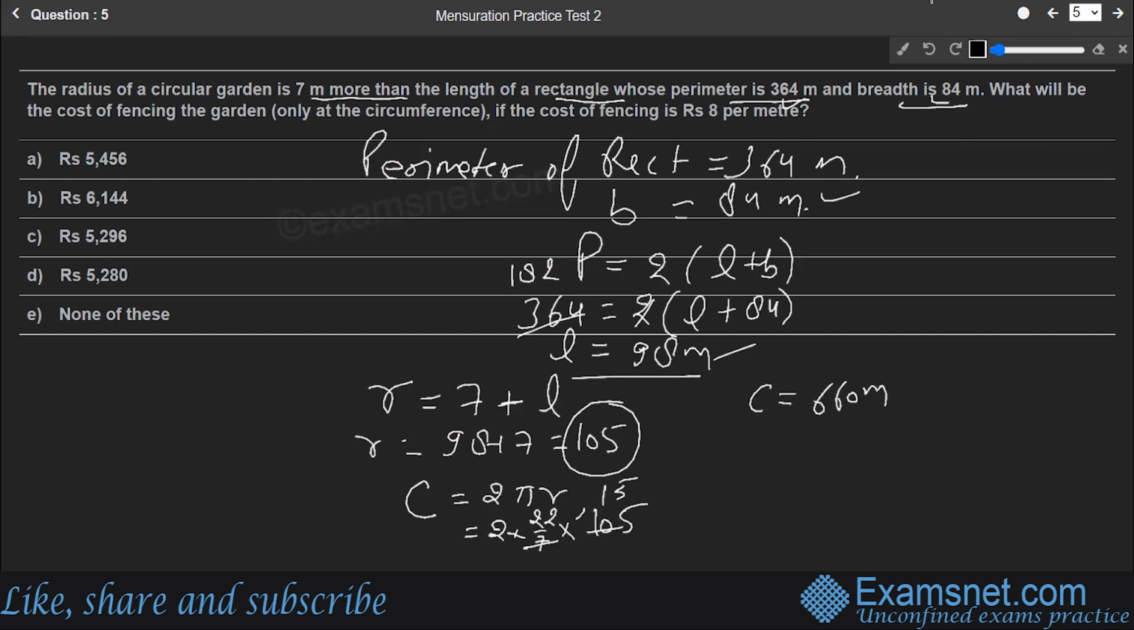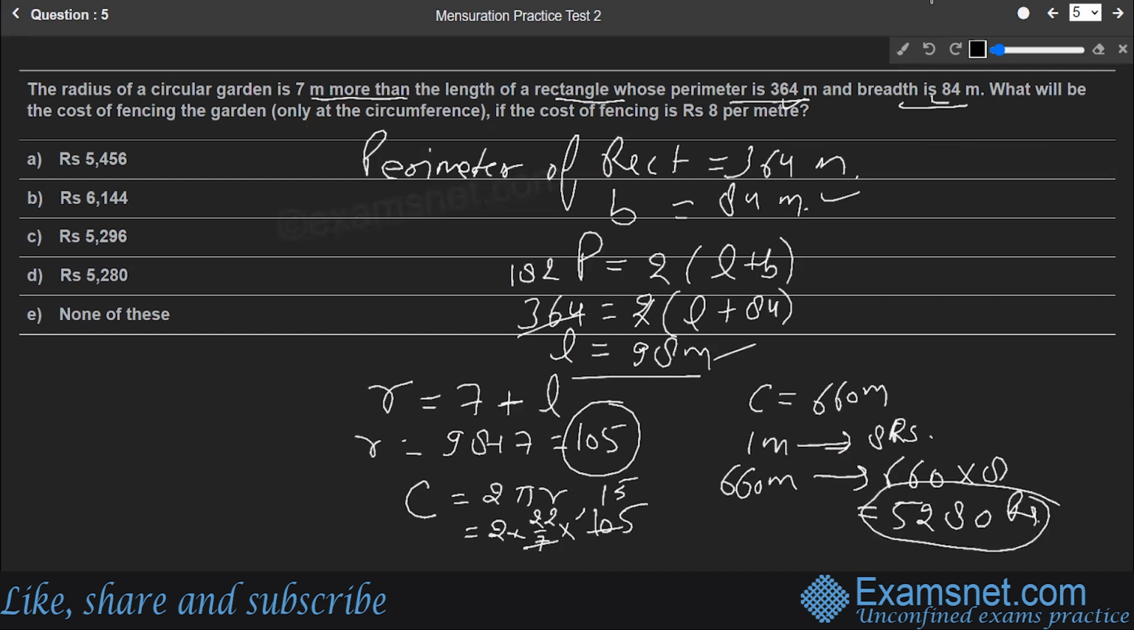By that, he says that the cost of fencing is 8 per meter. So for fencing 1 meter, you need to spend 8 rupees. So we have to fence 660 meters, so how much will we have to spend? It's clearly a unitary method, 660 into 8 rupees. So that actually comes out equal to 5280 rupees. So that is the right answer. Fencing can be done at the cost of 5280 rupees, which is available in option number D. So it becomes the right answer there.